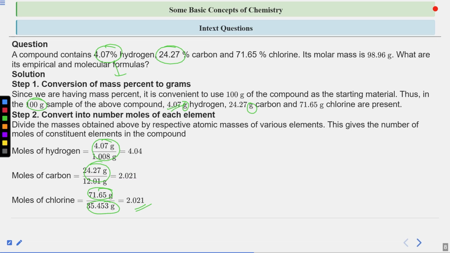Sir, if we take 100 gram, will the answer change or not? So we are taking 100 because we have the percentage, right? So percentage is for out of 100. Percentage means only that we are trying to calculate the same thing out of 100.